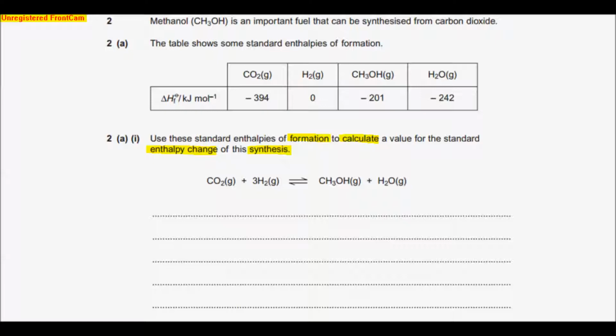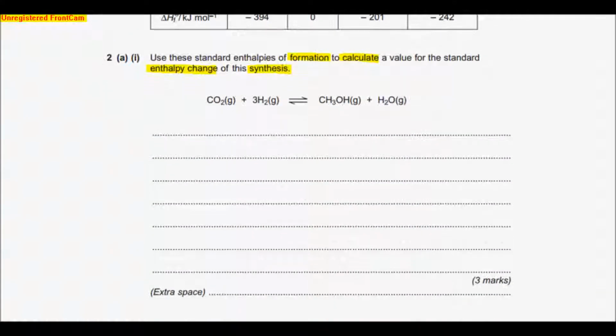So the first thing I'd be interested in doing is trying to write out a Hess cycle. So these reactants and products are derived from their elements. Carbon dioxide and hydrogen are derived from the elements carbon, hydrogen and oxygen. That's how we find these elements in their standard states. The carbon, the hydrogen, and oxygen can be used to form our reactants and our products.